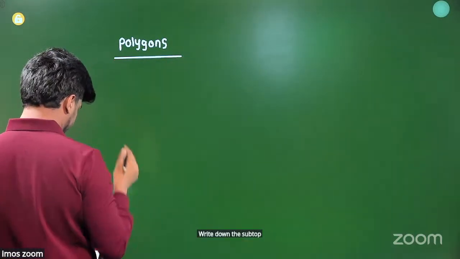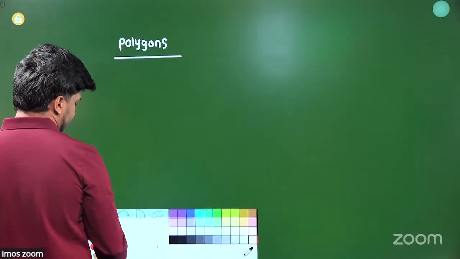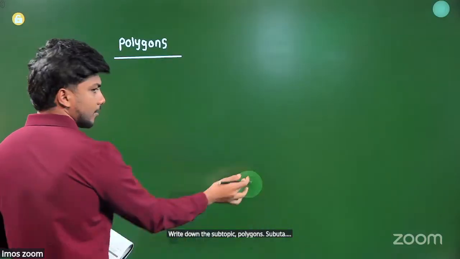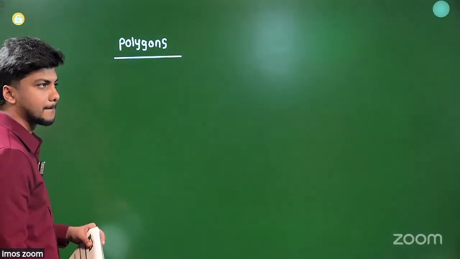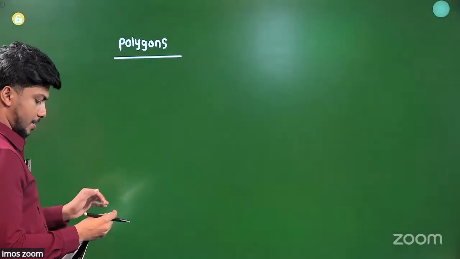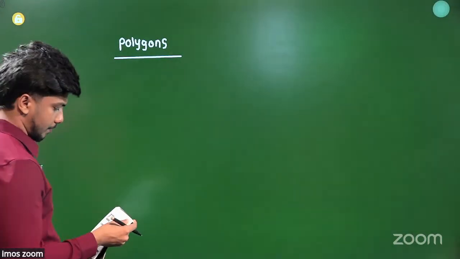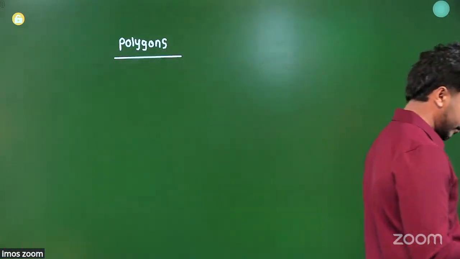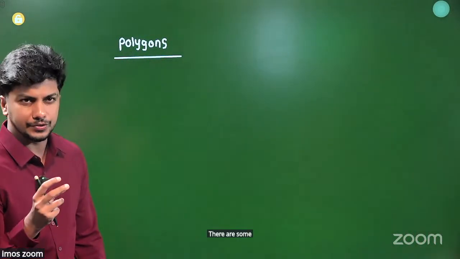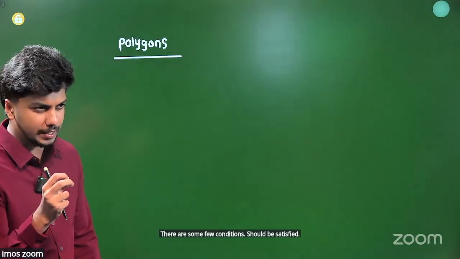Write down the subtopic, polygons. There are a few conditions that should be satisfied in order to become a polygon. Okay, let's write down.